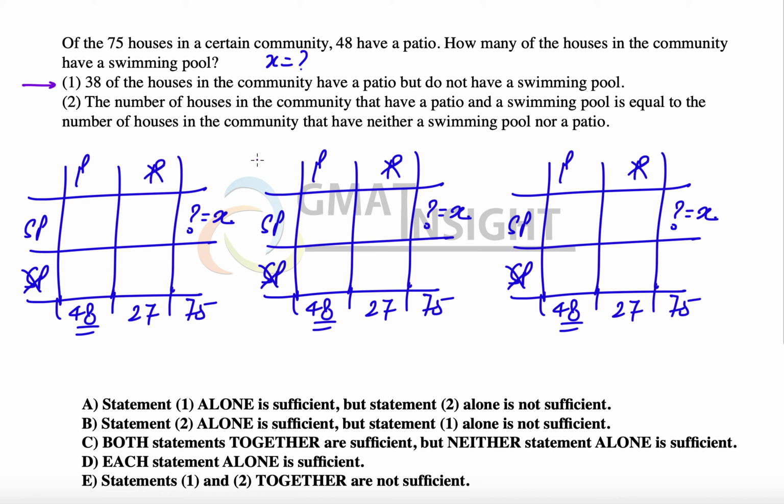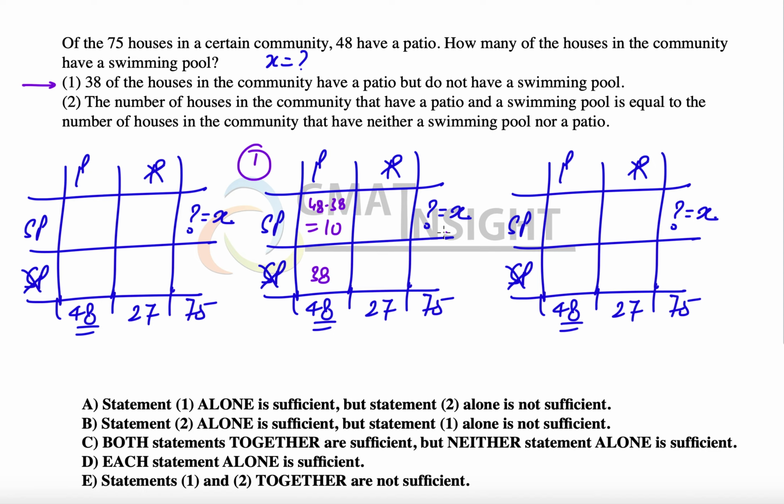The first statement says 38 of the houses in the community have a patio but do not have a swimming pool. So 38 have a patio but do not have a swimming pool, so 38 comes here. If 38 is here, that means 48 minus 38, that means 10 comes here.